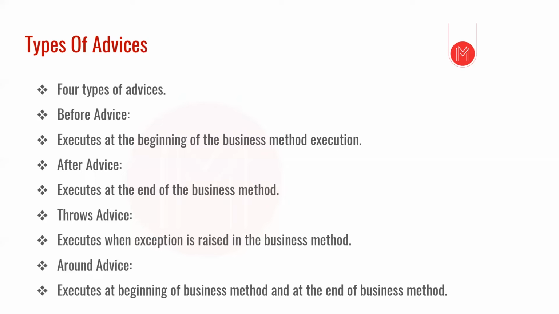What is meant by this? It executes at the beginning of the business method and at the end of the business method. I mean to say, around advice executes in two parts. Some part executes before the execution of the business method, whereas the other part executes after it. And one more is after returning advice. It executes after the execution of the business method, but only if the method executes successfully by returning some value.